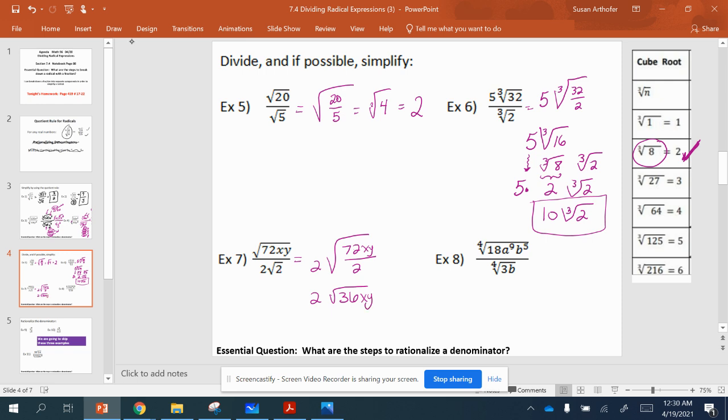Now whatever comes out of the radical, I'm just going to be multiplying it by 2. So I bring down my 2. What is the square root of 36? 6. And because it takes 2 to get out, the xy still has to stay in, right? They can't come out. So our final answer would just be 12 square root of xy.